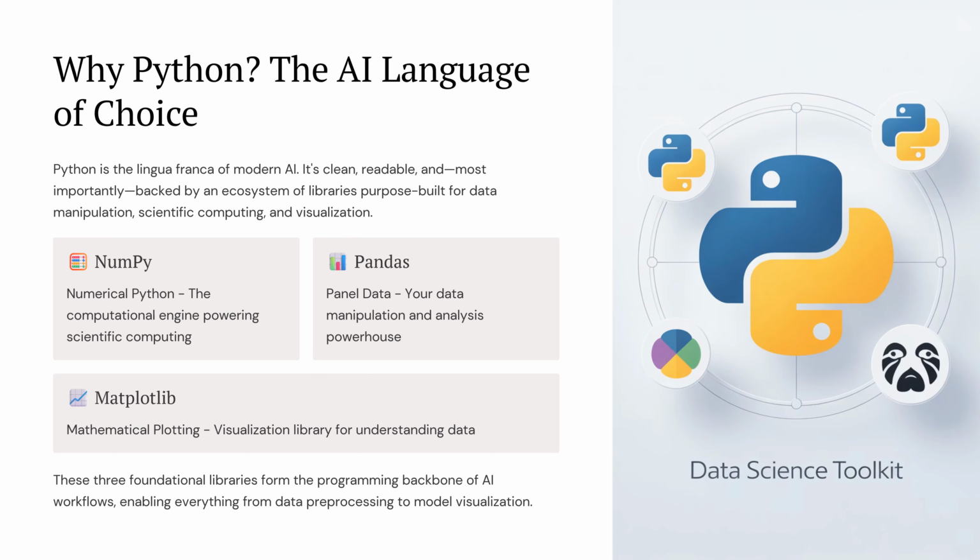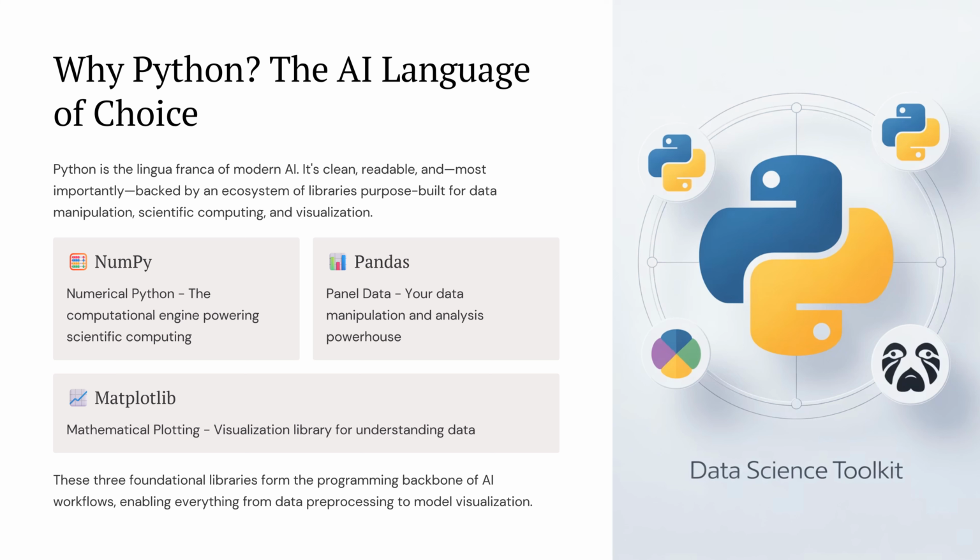Why is Python the language of choice for AI? It is simple, clean, and easy to read, but the real power comes from its ecosystem of libraries. NumPy gives you the speed and power for scientific computing.